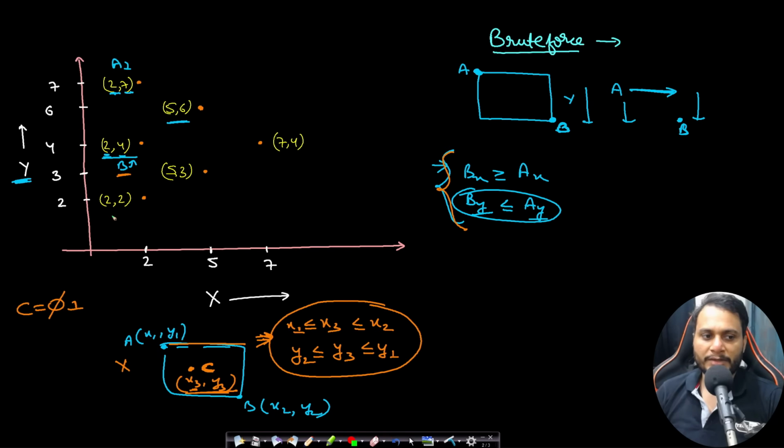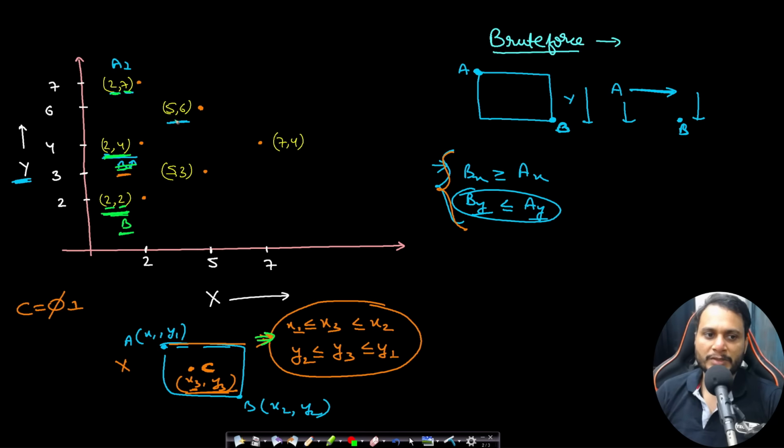So next time I will try to pick this as B. Can this be picked as B? Yes. 2 is greater than or equal to this 2, and this 2 is actually less than or equal to 7. So this can be a valid bottom right corner. Now I will be checking against all the points. If you check against this 2, 4, you will see that it is satisfying this condition. Therefore, this B that is picked is actually not valid, because another point 2, 4 is lying on the circumference or inside the rectangle, and therefore we will not be counting it.